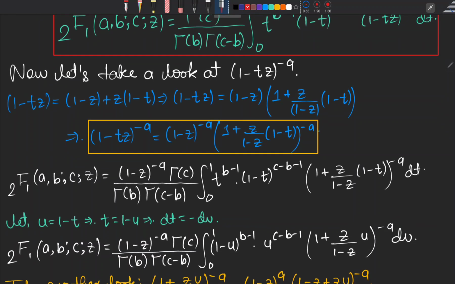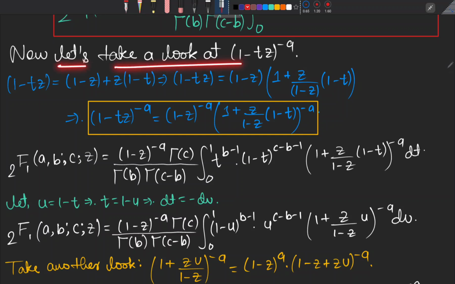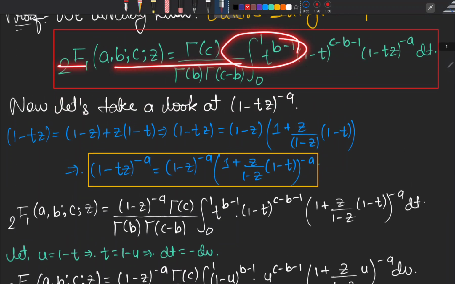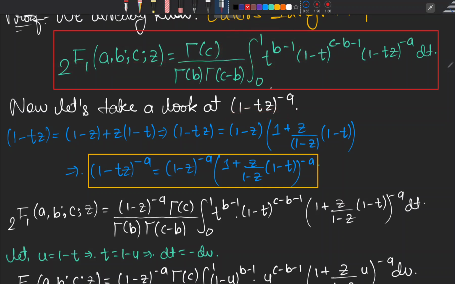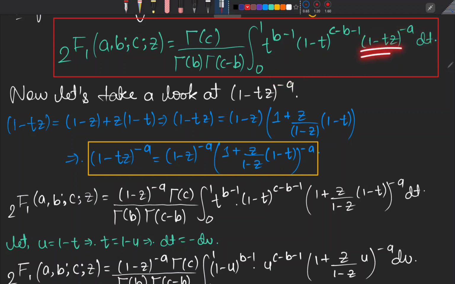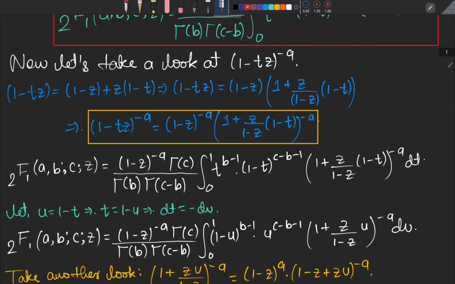Okay, let's not go into philosophy, let's talk about mathematics. Now let's take a look at this thing. This is part of our integrand in this integral, as you can see right over here. We're going to take a look at this one in detail.